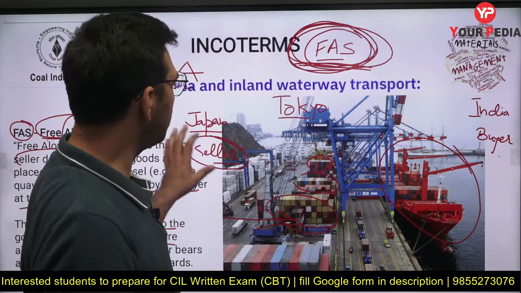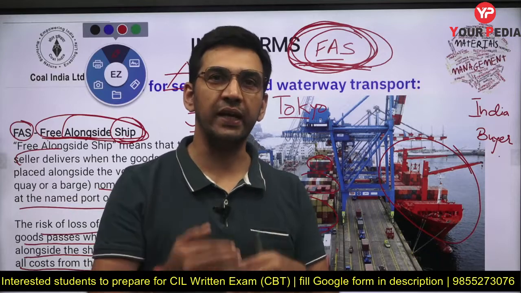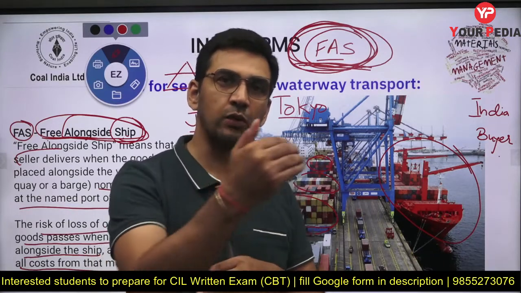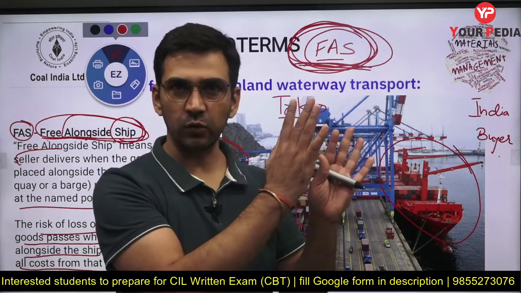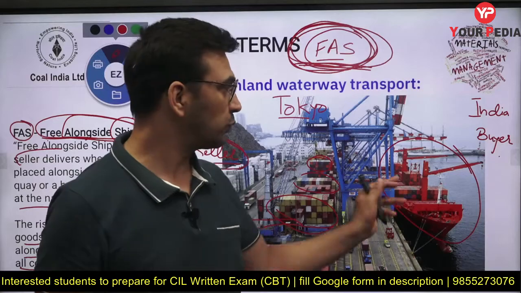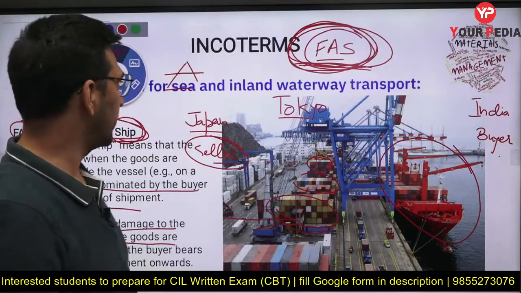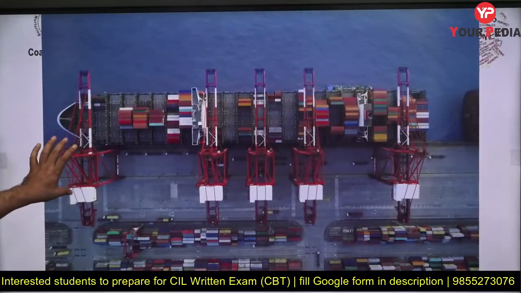So, in very simple terms, if I say what is FAS, you will say free alongside: bring the goods. The seller will bring the goods to the point alongside the ship, hand them over there to the buyer, and then his responsibility is over. Now the responsibility of the buyer starts from that particular point onwards. Now again, the same thing has been shown to you.